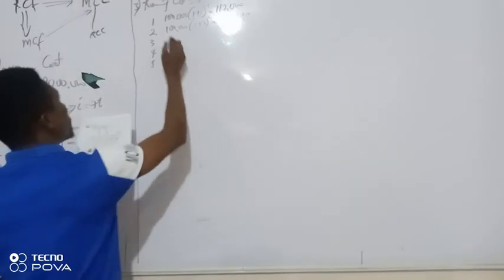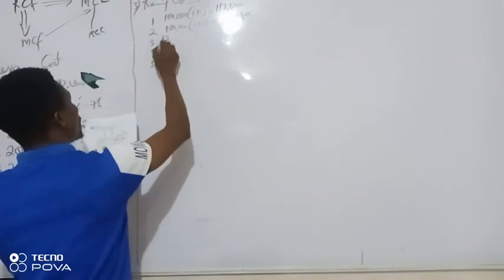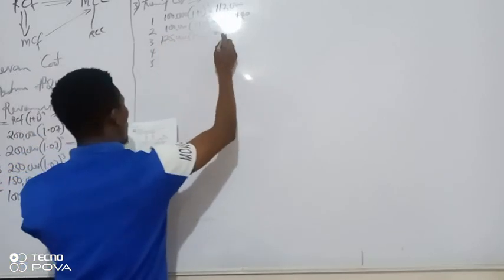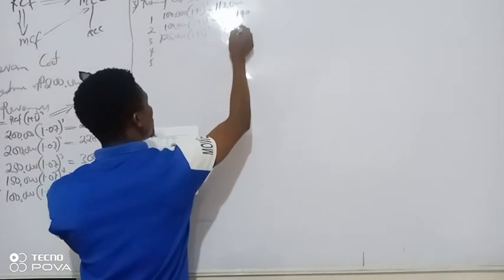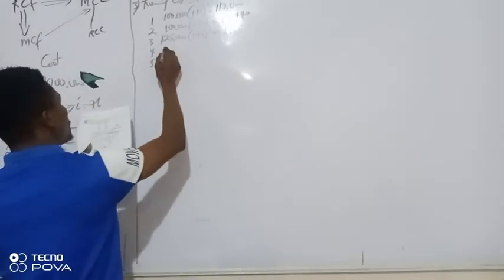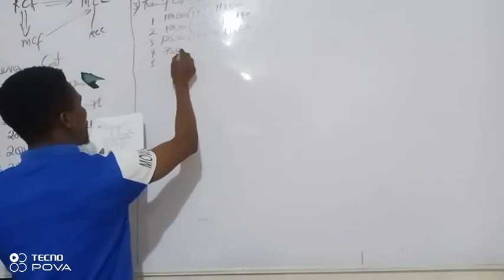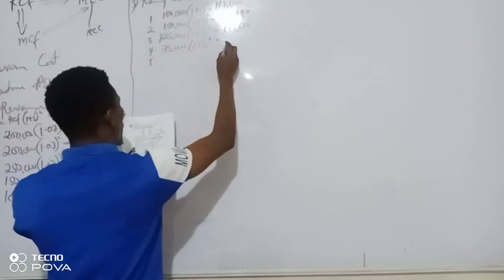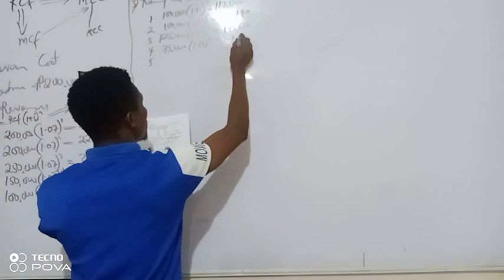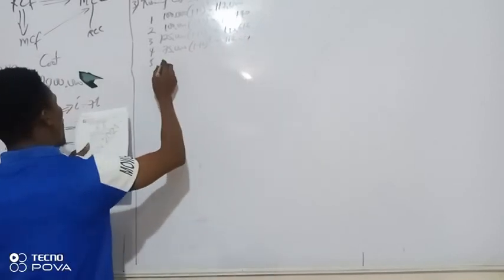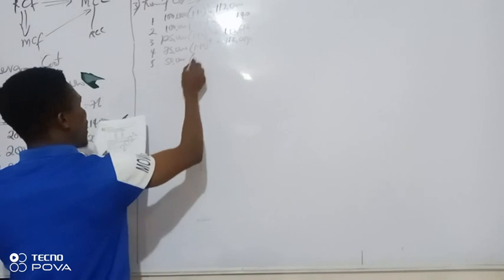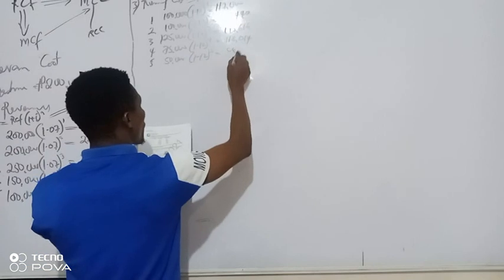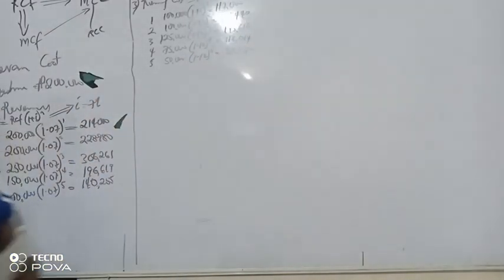Then for year 3, 125,000 times 1.12 to the power 3 gives 175,616. Then year 4, 75,000 times 1.12 to the power 4 gives 118,014. Then year 5, 50,000 times 1.12 to the power 5 gives 88,117.